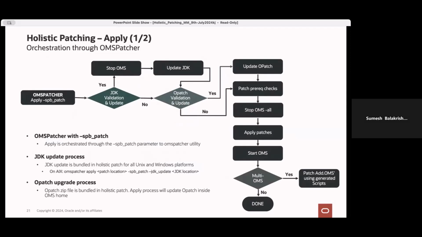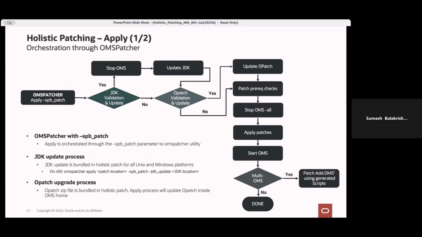it'll go and check whether the JDK needs validation and update first. If the JDK requires to be updated, then it'll go and stop the OMS. Like I said, the JDK is now bundled as part of the holistic patch. So it'll validate the JDK and check whether an update is required or not. If the update is required, then it'll stop the OMS and update the JDK, meaning it'll move the JDK in the Oracle common directory and replace it with the JDK that is bundled as part of the patch.